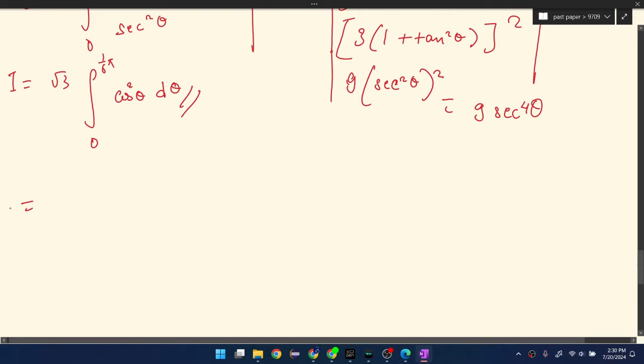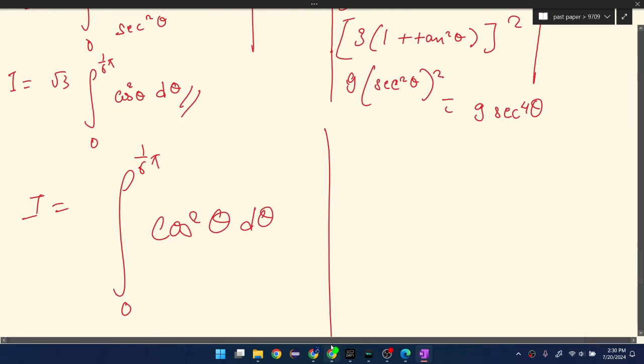Let's just write it here in an empty space so that we have much more room. So I is equal to the integral from 0 to π/6 of √3 cos² θ dθ. Do we have any definite formulas to integrate cos² θ with respect to θ?